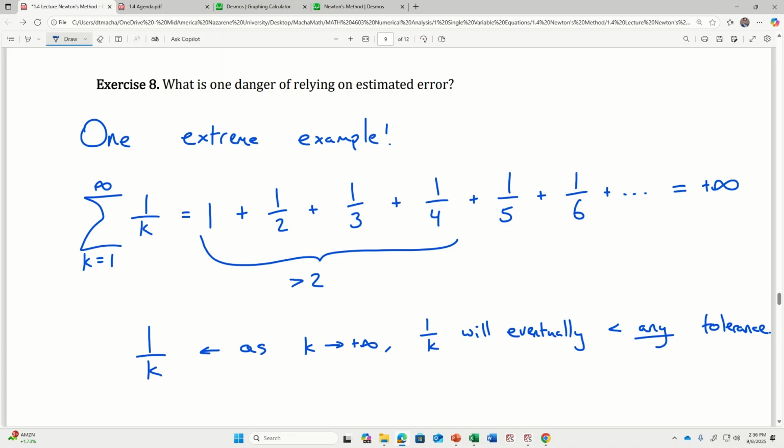But the reality is that there is no answer. There's not something that this converges to. It diverges to infinity. And so this is just one extreme example of something where the changes between one iterate and the next get really small. And so if you're relying on the idea of estimated relative error to tell you when to stop your algorithm, then you might get the impression that you found a solution when you actually could be very far off.